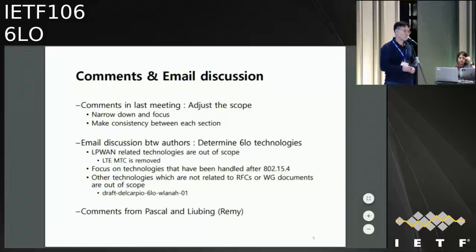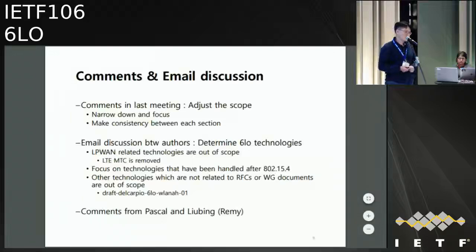In the previous version, LTE-MTC was included, but we removed it, and we try to focus on technology that has been handled after IEEE 802.15.4. So that's the reason we deleted some related parts of IEEE 802.15.4. And other technologies which are not related to an RFC or working group document are out of scope. For example, I remember that Pascal said that we have the WLAN AH draft in this 6lo working group, but it was too old. After 2 years, there is no active activity. So that's the reason we don't handle that draft in this document.